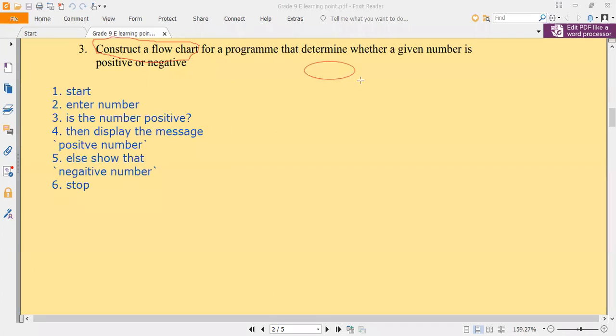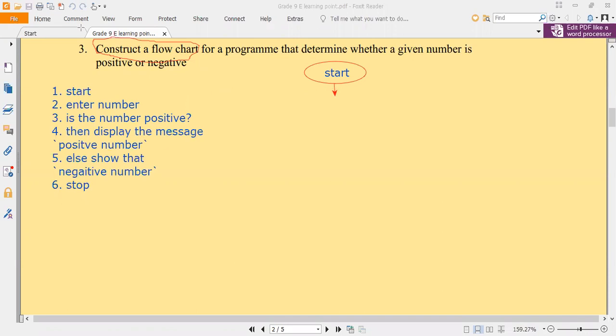The first thing is to start. Inside of that start button, remember these instructions must be written inside the shape. So the first thing that we need to do is to start. After you start, then what do you do? You need to have a connecting arrow that's going to the next shape.